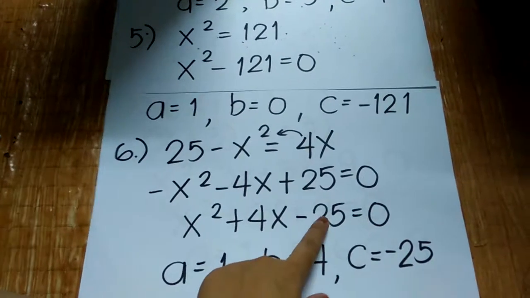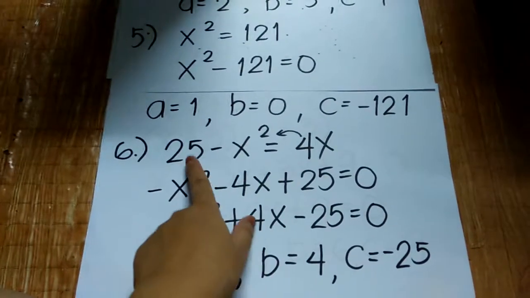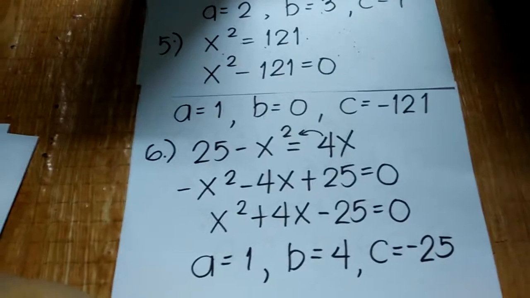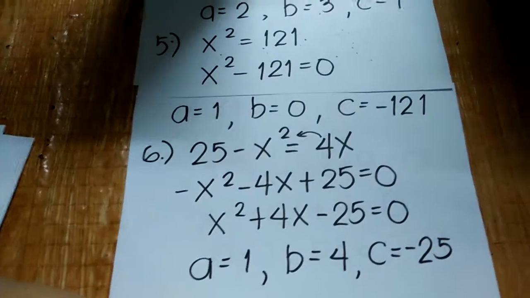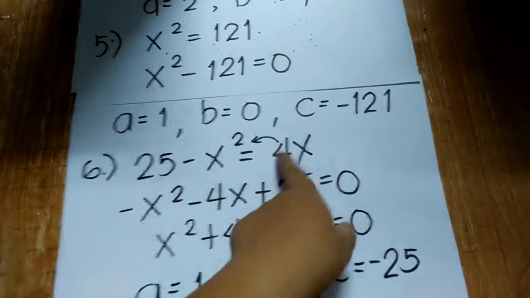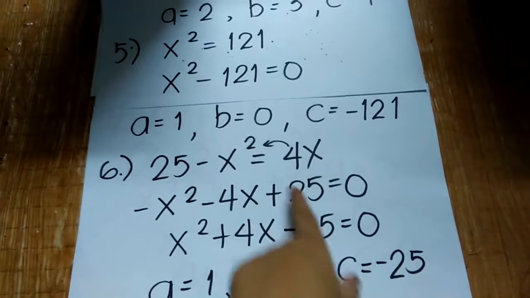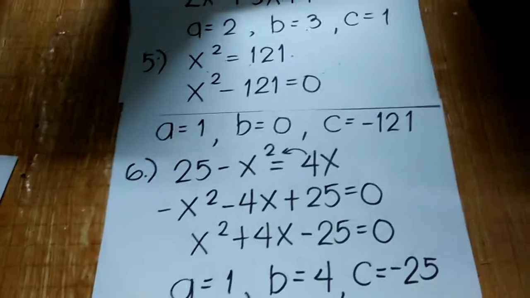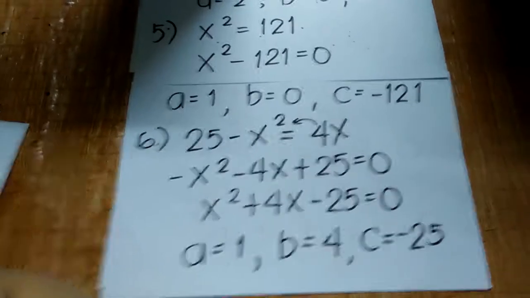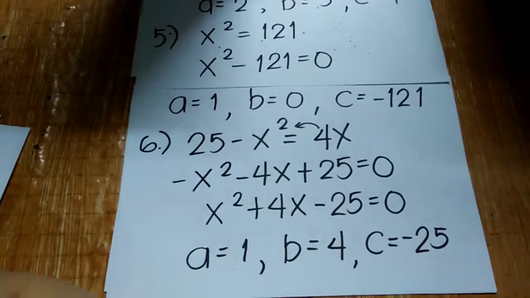Tapos, ito yung C. Ayan. So, si 25, ilagay lang natin siya doon. Bakit kaya hindi siya nagbago ng sign? Kaya hindi siya magbabago ng sign kasi hindi naman siya nag-move sa kabilang equation. Hindi siya tumalon sa equal sign. So, positive pa rin siya. Then, equals to 0. And then, ang ruling natin, dapat ang x squared ay hindi negative.